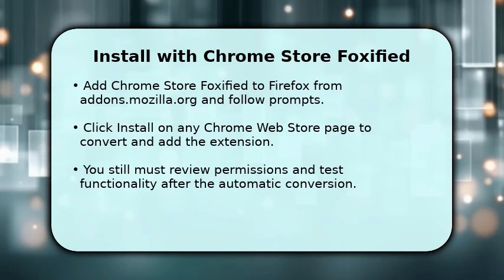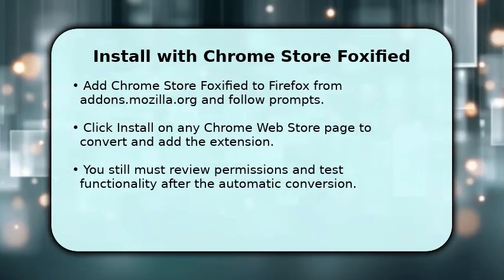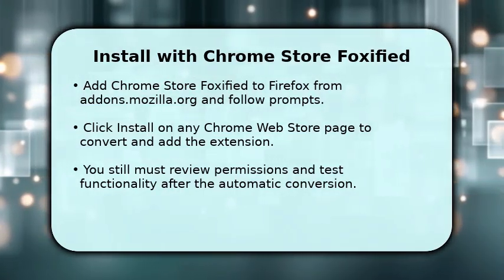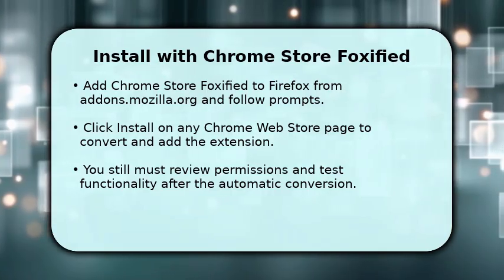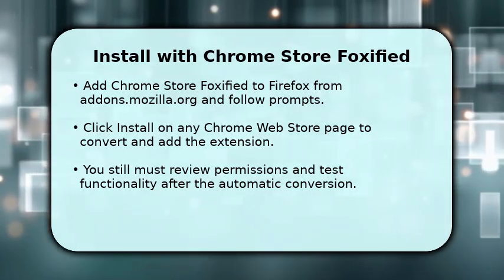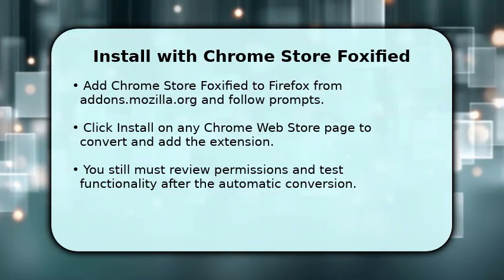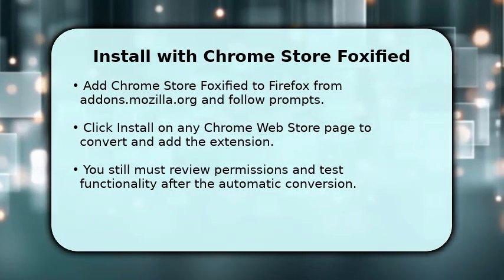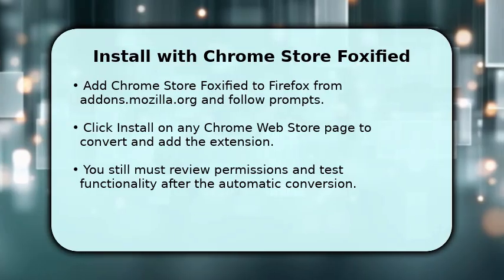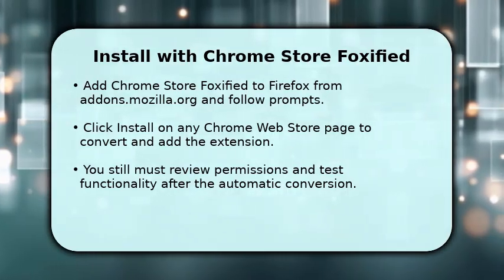First, open Firefox and install Chrome Store Foxified from addons.mozilla.org. Follow the add-on prompts to enable installation from the Chrome Web Store. Next, visit the Chrome Web Store page for the extension you want. Click the Foxified Install button to convert the CRX to a Firefox extension automatically.